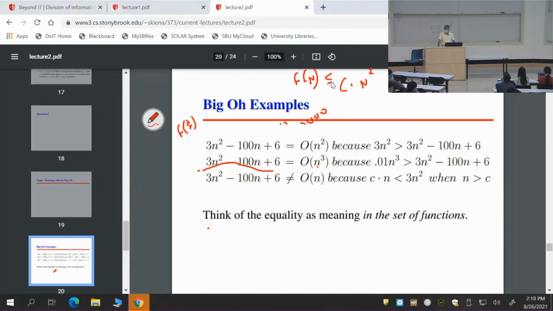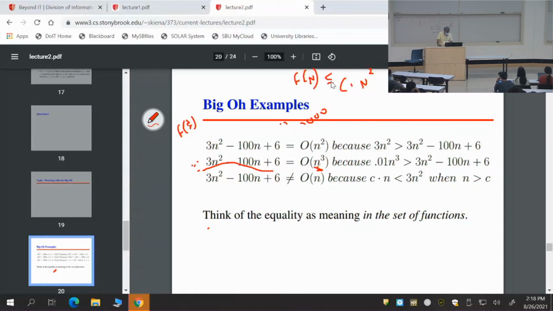Can anyone give me a coefficient where that property is going to be true? What constant can I multiply n cubed by to make it bigger than this thing on the right? Yeah? 500? That sounds like a good one. But why 500? It's a random number. Just a random number. What number wouldn't work? Zero. Well, zero won't work, right? A negative number wouldn't work, right?